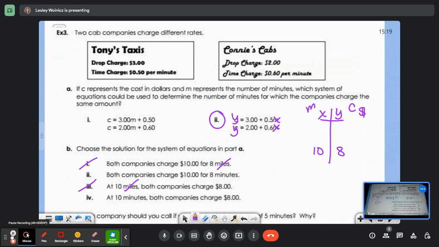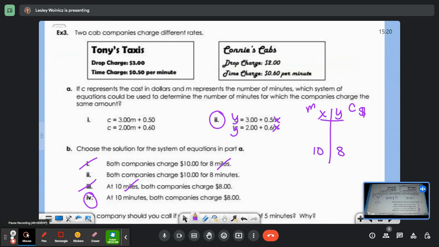Wrong table. Shoot. I want everybody to make this table. Okay, it is 4. Because look, the 10 is the x, it's the minutes. And 8 is the y, which is the cost in money. Okay, the 8 is the cost in money. So it has to be 4.